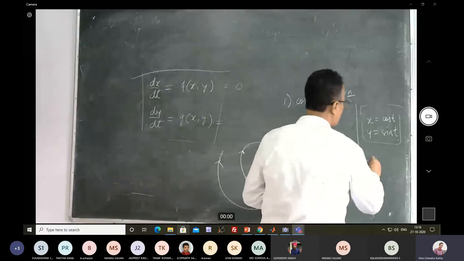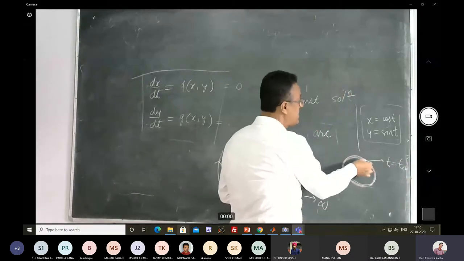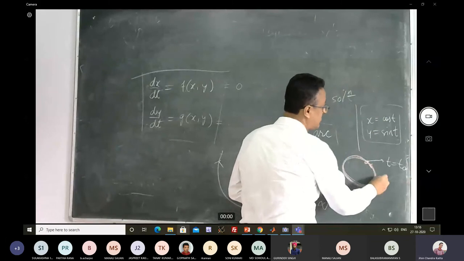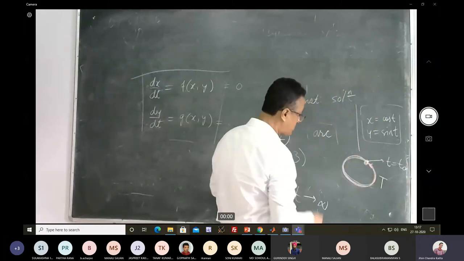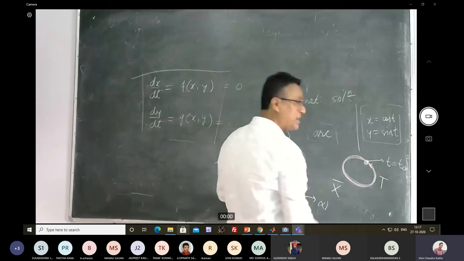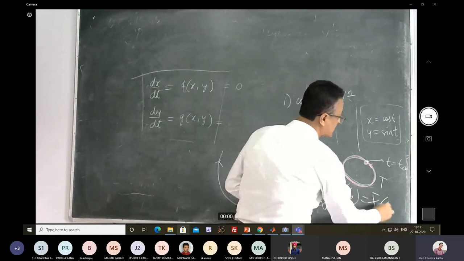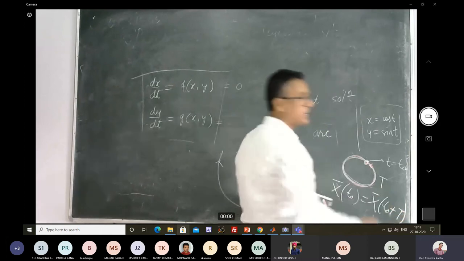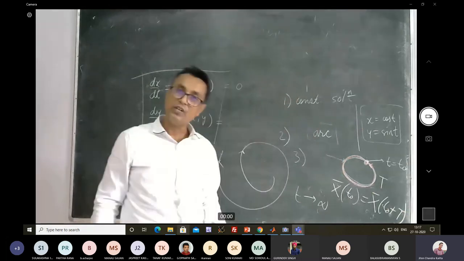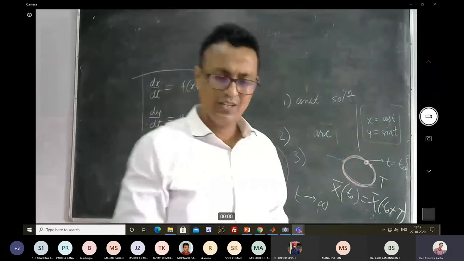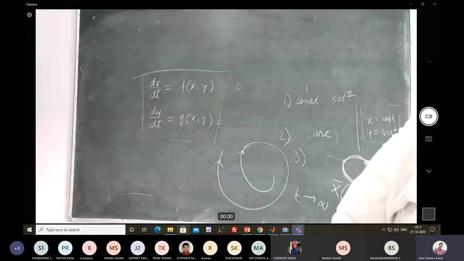So that means if I had started at t equal to t naught, and after some time I have again come back to this point, then if x bar is my solution, x at t naught is going to be equal to x at t naught plus capital T, right? So that means I may have a periodic solution. Is it okay with everybody? Yes, sir.